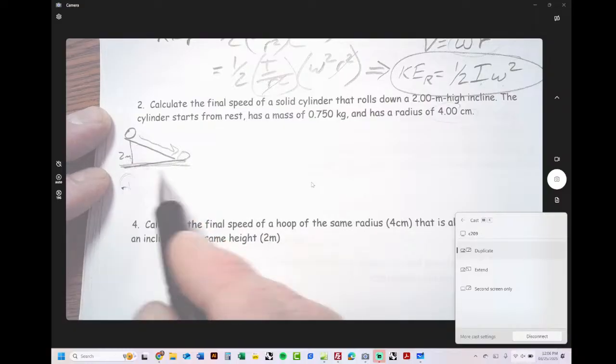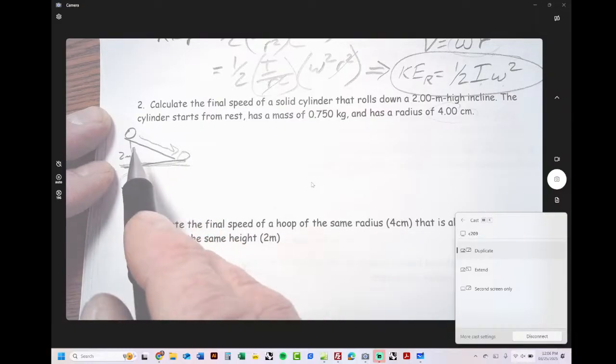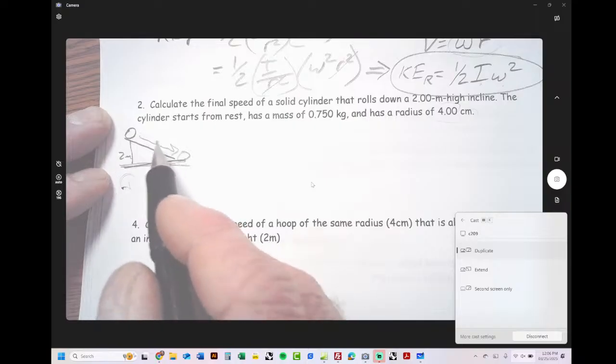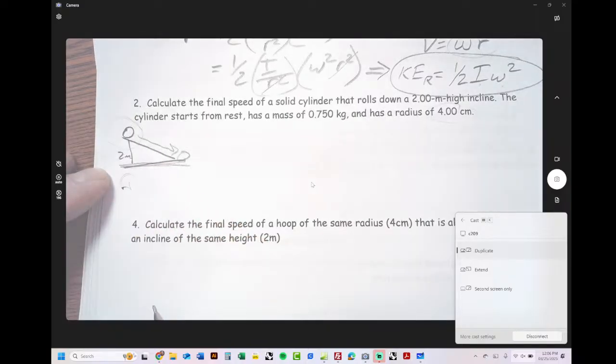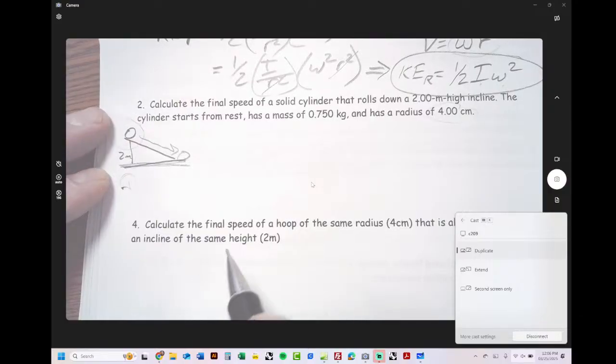Yeah, so conservation of energy. So we're still going to do that. In the beginning, what kind of energy does it have? Potential. And what's the formula for that?